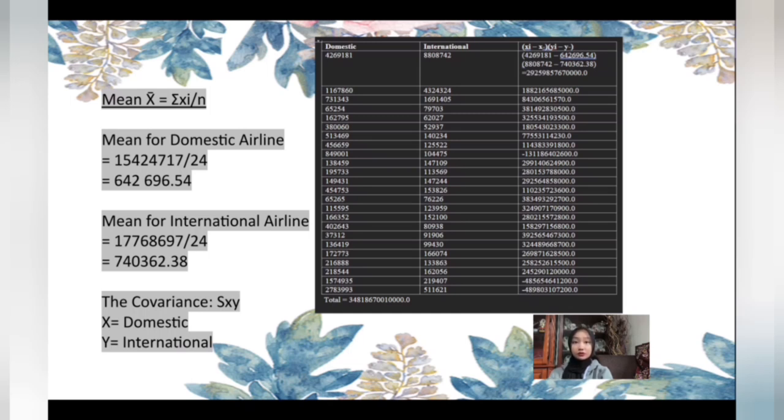As we can see at the table, we'll be using that formula on top of it to find the covariance, the total of covariance for each airline. So for example, like AirAsia, 4269181 minus 642,696.54, and multiply with 8808742 minus 740,362.38, which we will get 2925985767000.0.